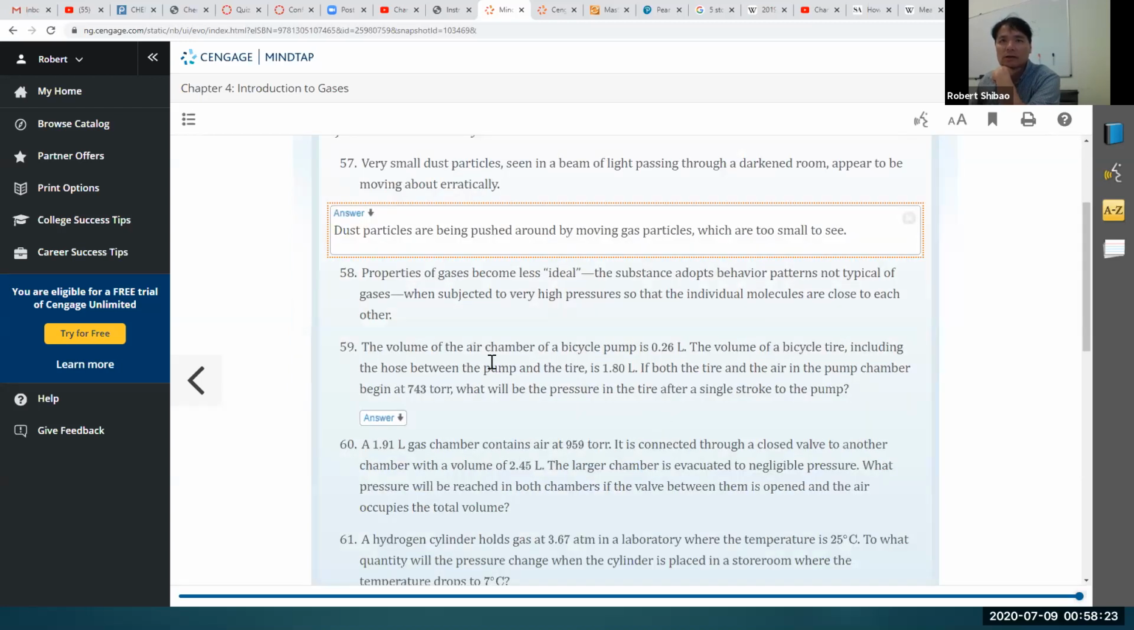The volume of the air chamber of a bicycle pump is 0.26 liters. The volume of a bicycle tire, including the hose between the pump and the tire, is 1.80 liters. If both the tire and the air in the pump chamber begin at 743 torr, what will the pressure in the tire be after a single stroke of the pump?